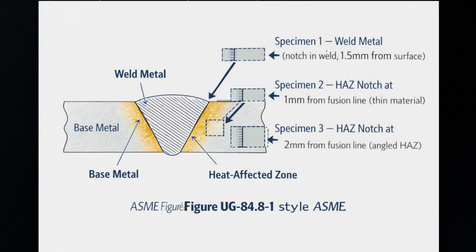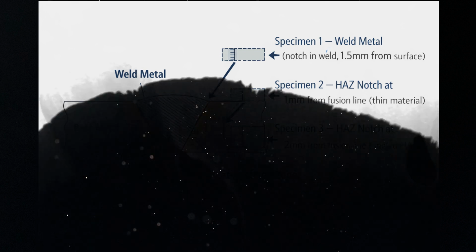UG-84.8 is where fabricators and welding engineers really need to pay attention. It's not just the base metal that needs to be tough. Your welds and heat-affected zones must also pass impact testing when required by UCS-67, UHT-82, or UG-84.4-1. For weld metal specimens, they are taken transverse to the weld axis. The notch is located in the weld metal, perpendicular to the surface. And critically, one face of the specimen must be within 1/16 inch, 1.5 mm, of the material surface, unless the weld has been post-weld heat-treated, in which case specimens can be taken from any depth.